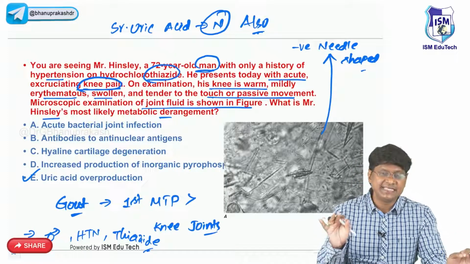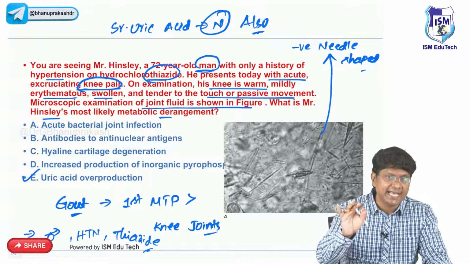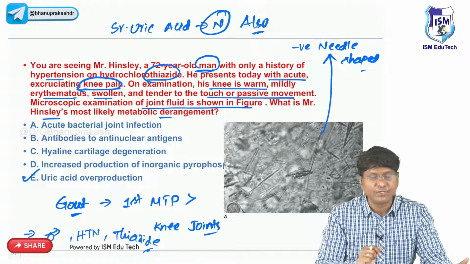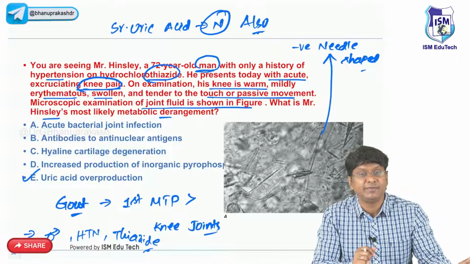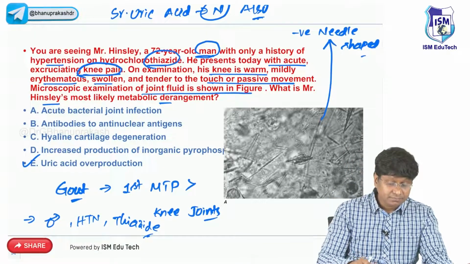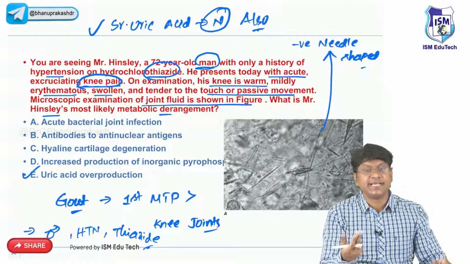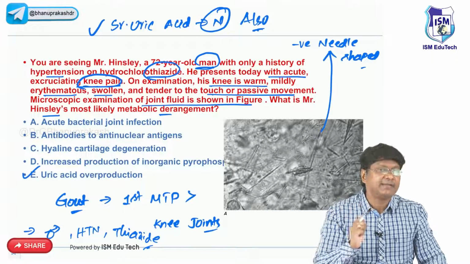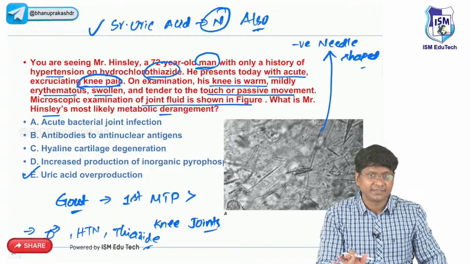So that is the reason why serum uric acid itself we don't take as the diagnostic test. The investigation of choice will be synovial fluid analysis, which will show you negatively birefringent monosodium urate crystals. Understood? And the serum uric acid levels are mainly used for monitoring the treatment, right? Monitoring the treatment.